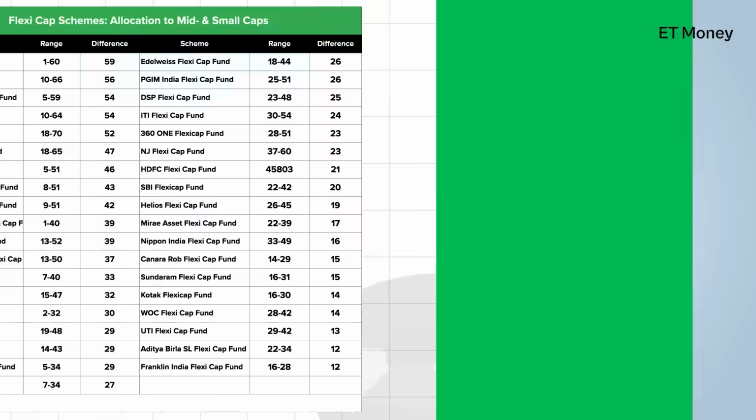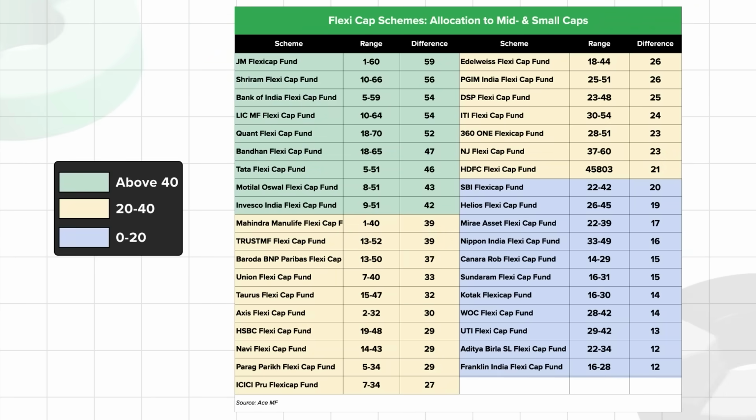Next, let's explore how much this allocation changes over time. Because it's not just how much exposure a fund takes, but how consistently it maintains that exposure. This shows us the fund style. Now, the table on your screen shows the range between maximum and minimum mid and small cap allocation for each fund. You can see how their exposure to this segment has swung over time.